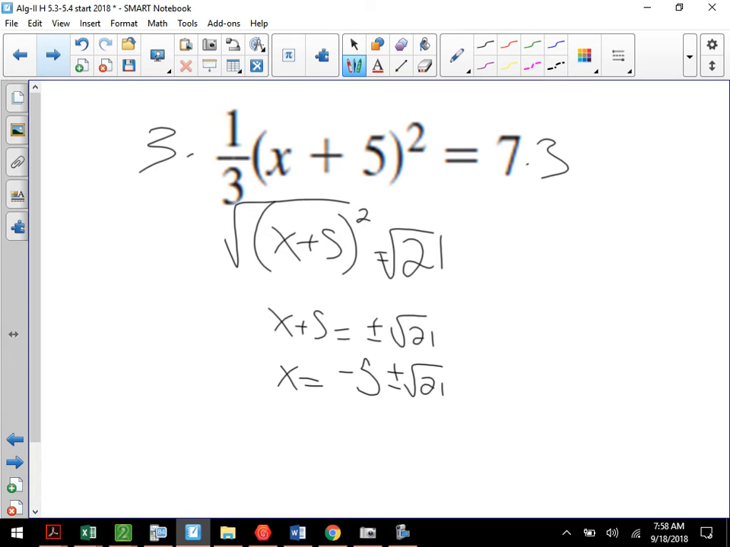So your answer would just be -5 plus or minus root 21. And that's a legitimate answer. That's a perfectly fine answer. There's nothing wrong with that. That's exact form. More often than not, textbooks will leave it like that.